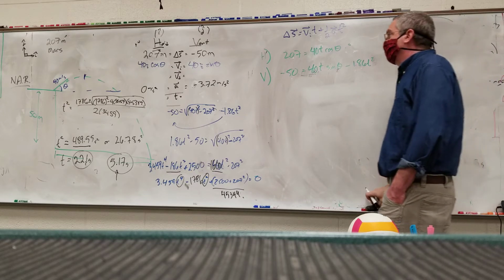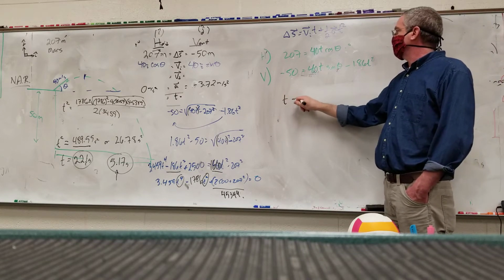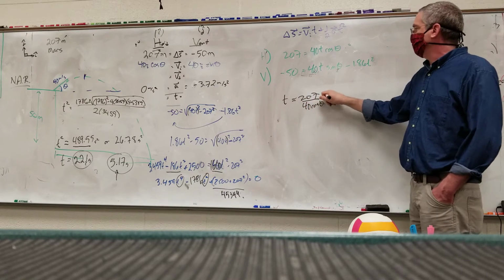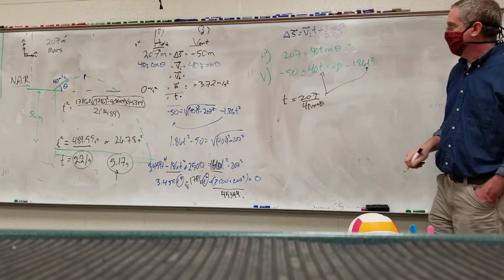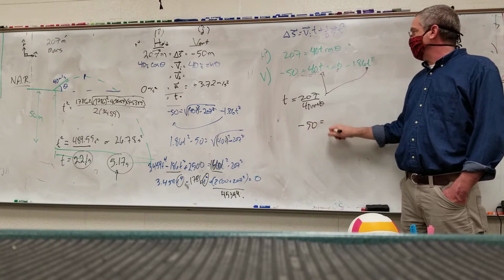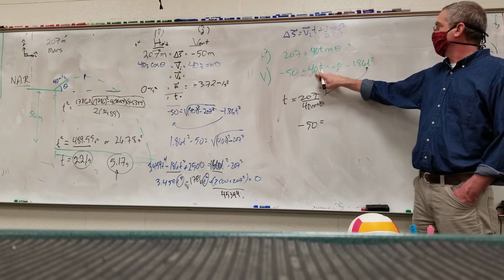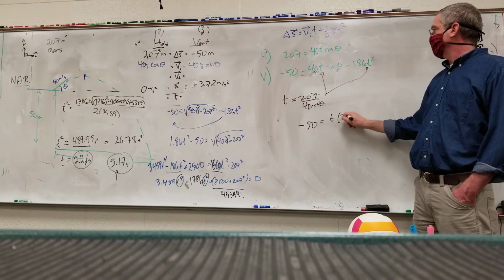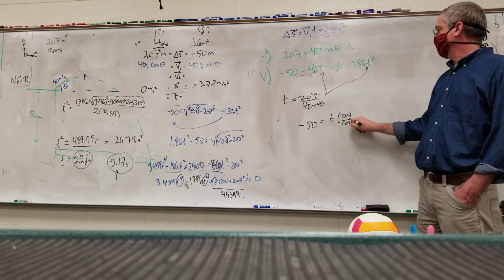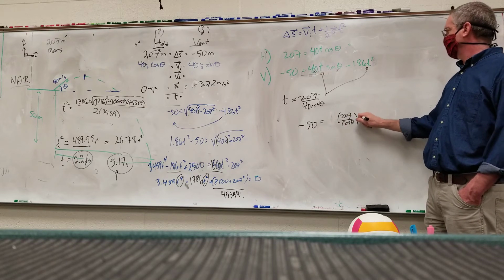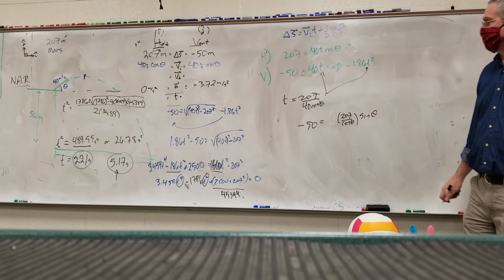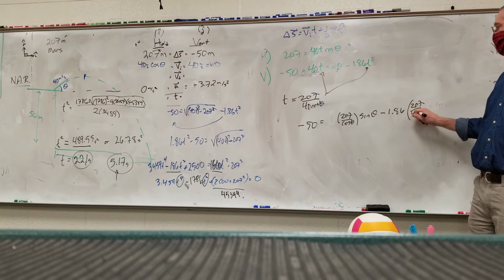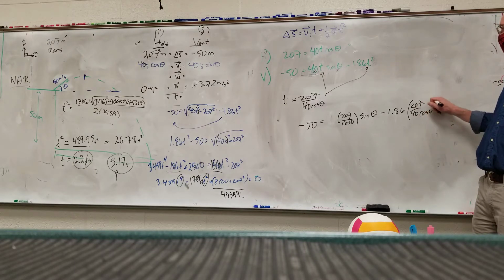Let's solve for time. So time is 207 over 40 cosine theta. Plug that into here and here. So I get negative 50 is equal to, well, I have 40t here, I have 40 there, that's going to cancel out. So what I'm left with is t times 207 over cosine of theta, no, sorry, there's no t there, times sine of theta, because we're substituting in for t, minus 1.86, 207 over 40 cosine theta squared.